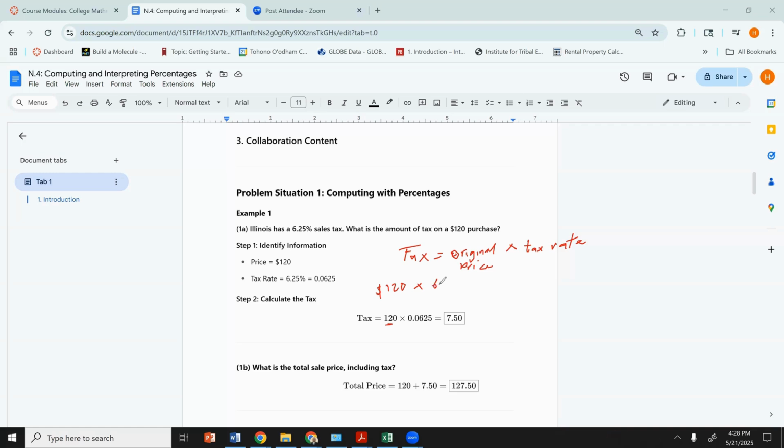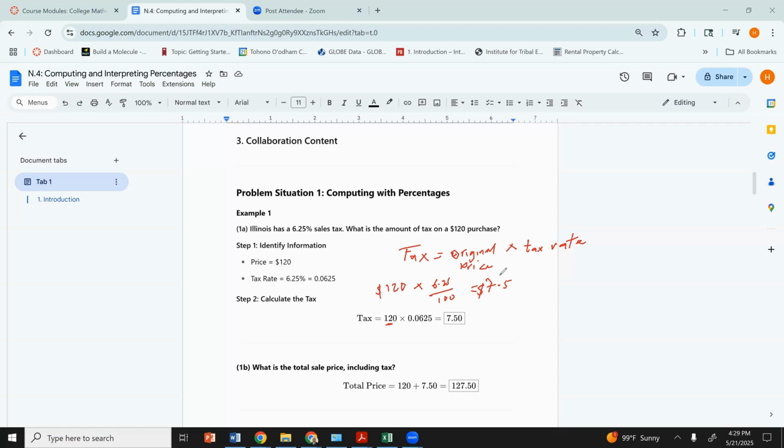So either you put 6.25% divided by 100, or you just say 0.0625. So if you do this calculation, it's going to give you 7.5. Okay, so this 7.5 is due to the tax that we have, the sales tax we apply. So instead of paying 120, you will pay 120 plus 7.5.